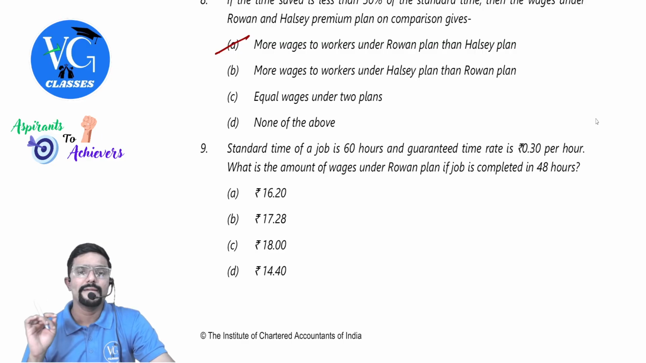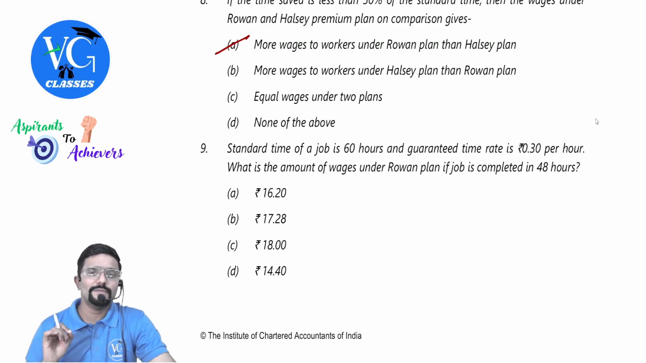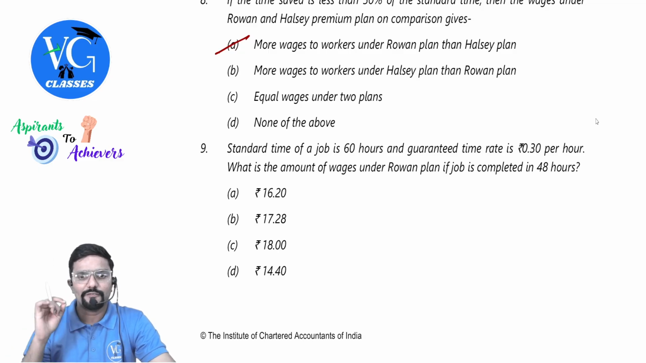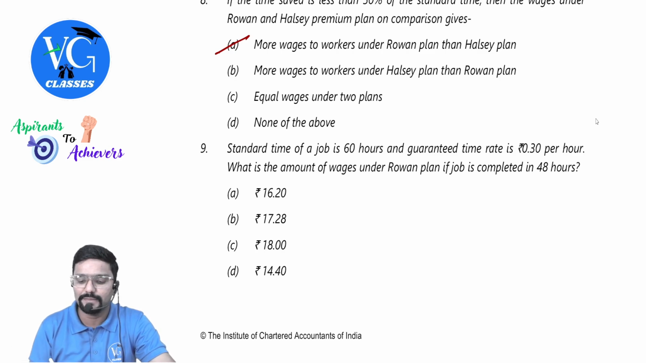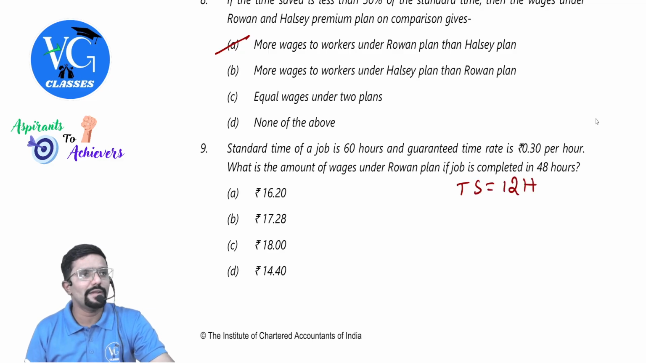Make it easy. Standard time of a job is 60 hours. Guaranteed time rate is 30 paisa per hour. What is the amount of wages under Rowan plan if the job is completed in 48 hours, guys? Time saved is how much? 12 hours. Time allowed is 60, time taken is 48, so time saved is 12 hours.